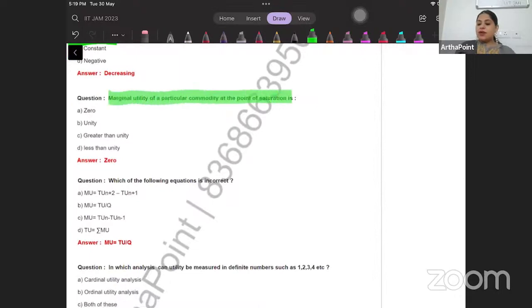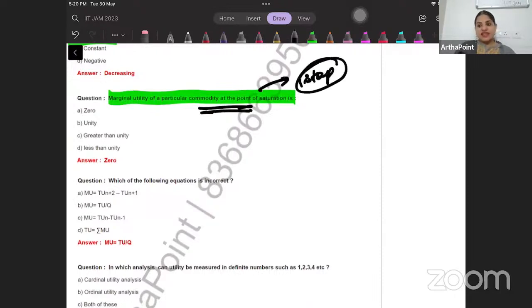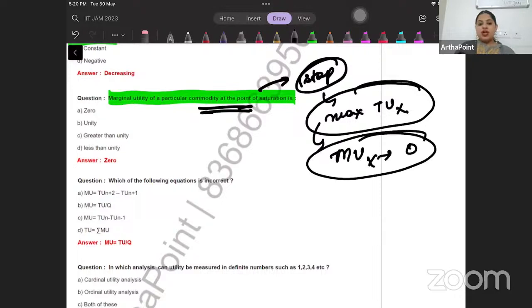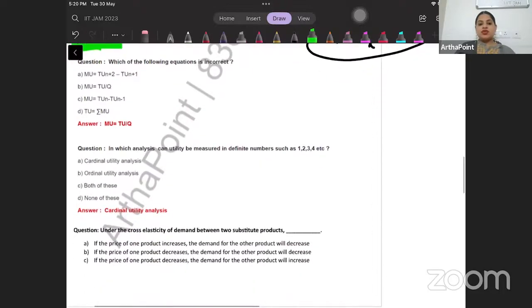Marginal utility of a particular commodity at a point of saturation is. So a point of saturation is the point where you have got maximum satisfaction. You will stop. This is where your total utility is maximum. And when total utility is maximum, what happens to marginal utility? It will be 0. Marginal utility will be 0. So when total utility is maximum, marginal utility will become 0. So the answer to this question is 0. Okay, come to the next question, beta.